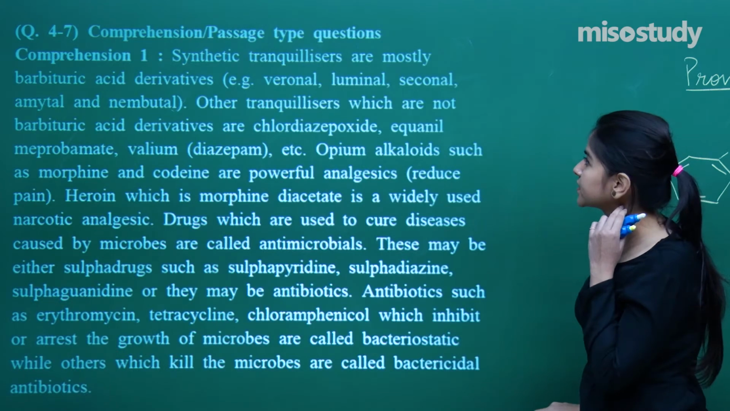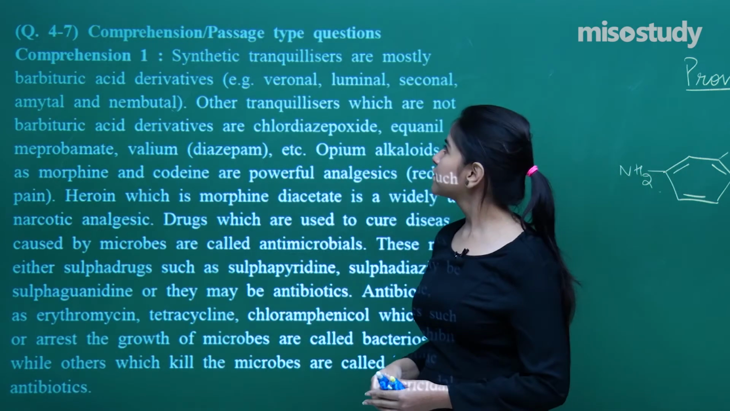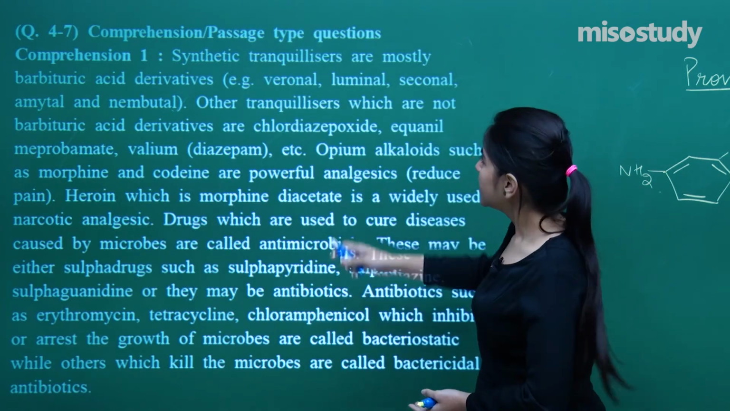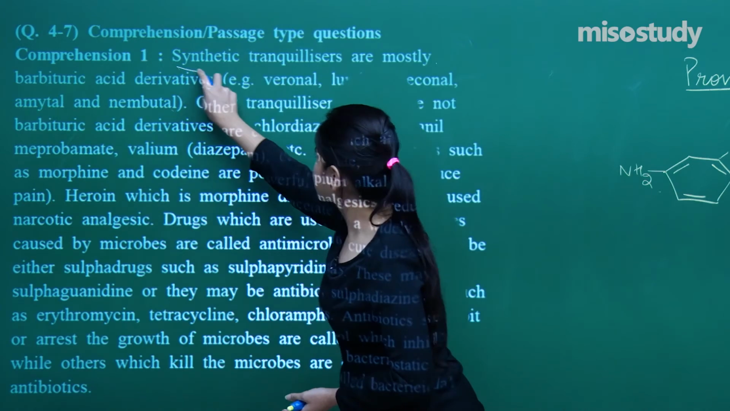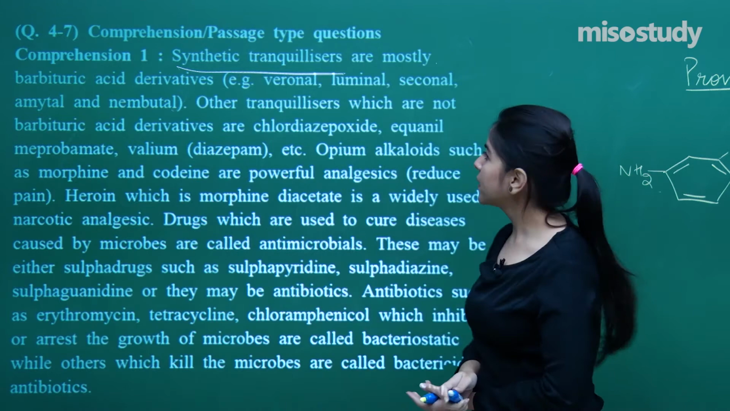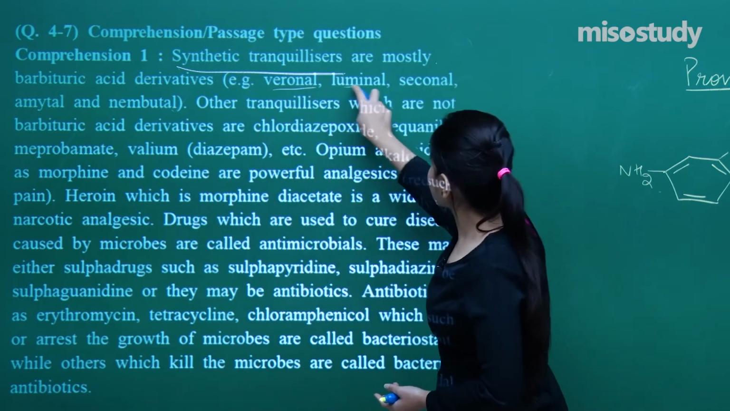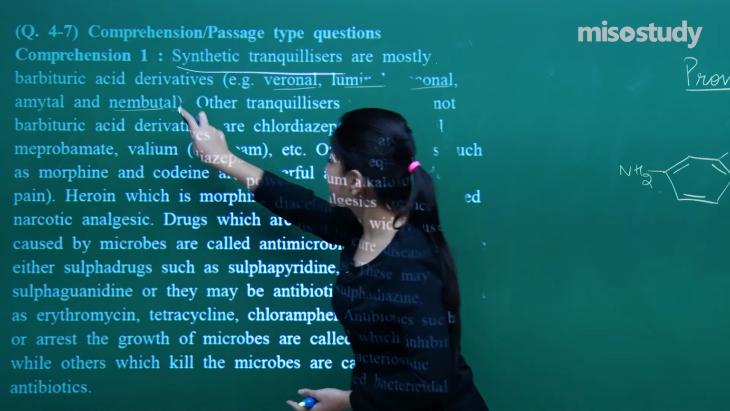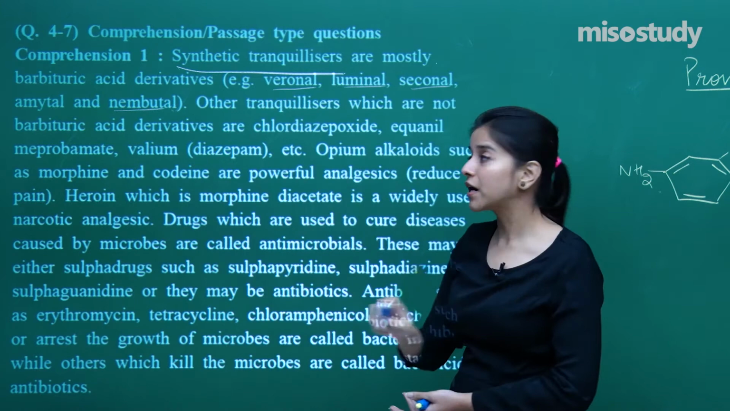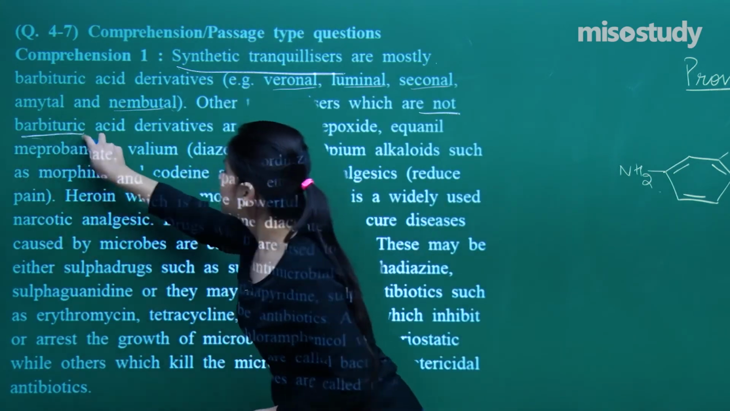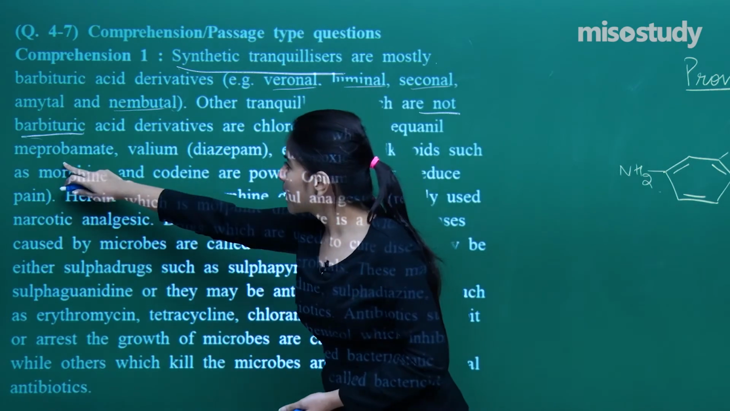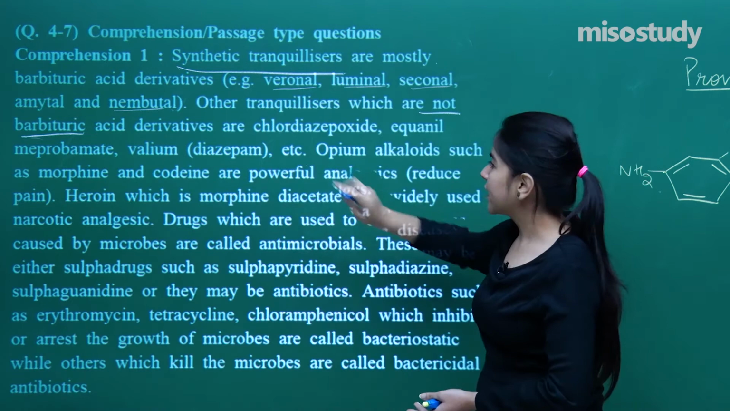So what does the next question say? Okay, it's a comprehension passage type question. Let us just read the comprehension quickly. Synthetic tranquilizers are mostly barbituric acid derivatives that we have actually done in the theory part. So they have mentioned veronal, luminal, seconal, amytal and nembutal. Other tranquilizers which are not barbituric acid derivatives, I am underlining this, are chlordiazepoxide, equanil, meprobamate, valium, etc.